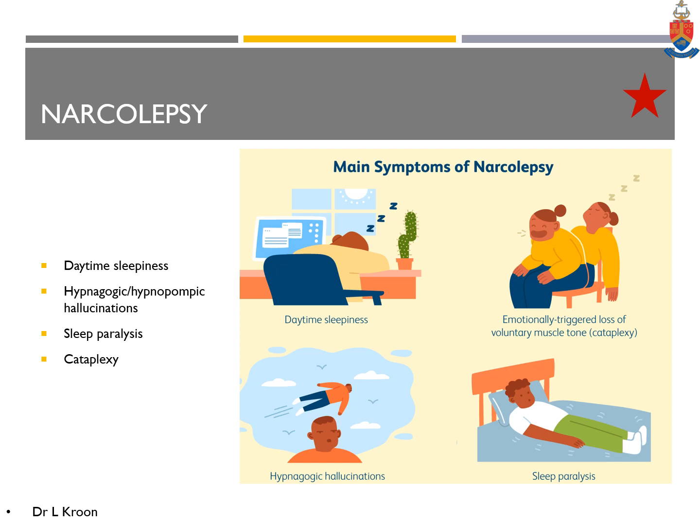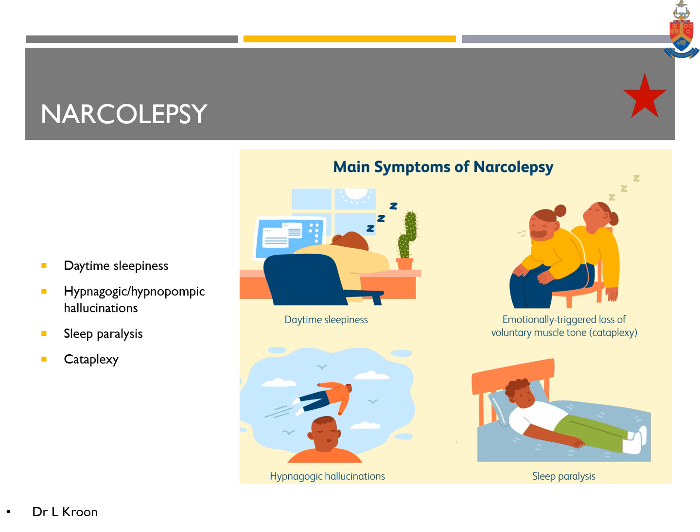Hypnopompic hallucinations means that you have hallucinations upon awakening, and hypnagogic hallucinations occur when you experience hallucinations just as you are falling asleep. Sleep paralysis can be quite a scary symptom. What happens here is that a patient is awake, but they feel as though they can't move their body, and it can be quite a scary feeling. You can also have sleep paralysis without having narcolepsy. But in a patient with symptoms of narcolepsy, it's always important to ask about sleep paralysis.